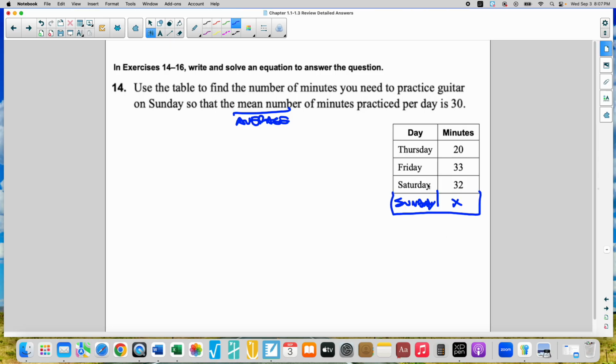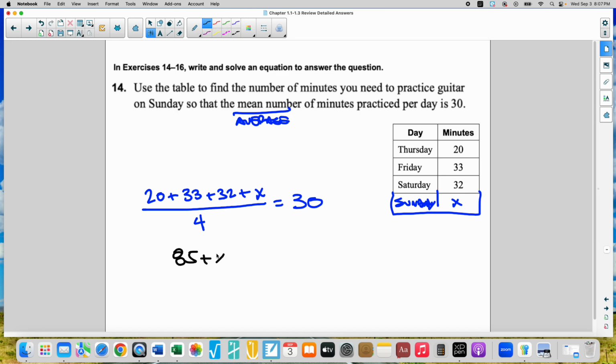So if we want the average of those 4 days to be 30, how do you get the average of things? You add them up. 20 plus 33 plus 32 plus my Sunday divided by 4 needs to equal 30. And that is your starting problem. Pretty neat. What do we do first? We are going to simplify. Let's simplify these like terms up on the top. 20 plus 33 plus 32. Well, that's 85.